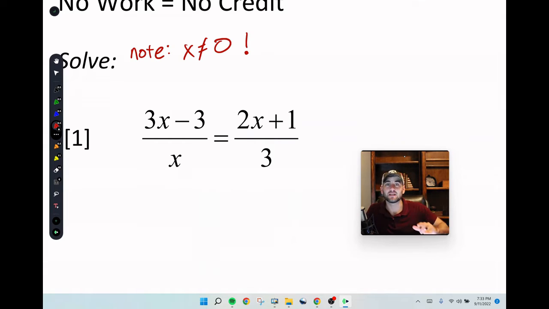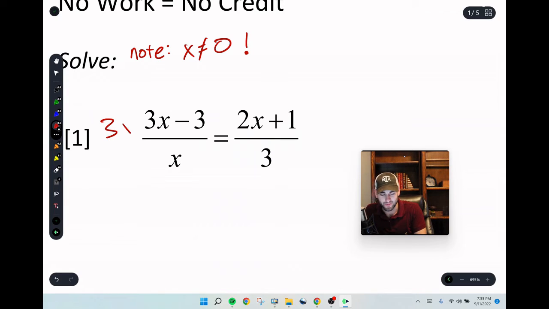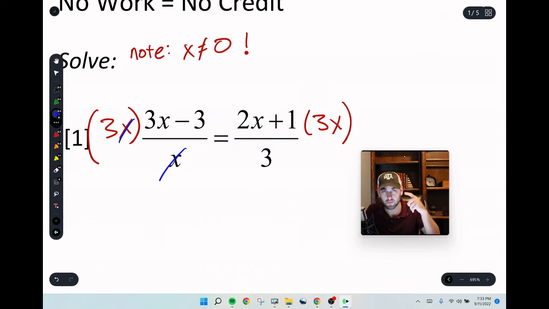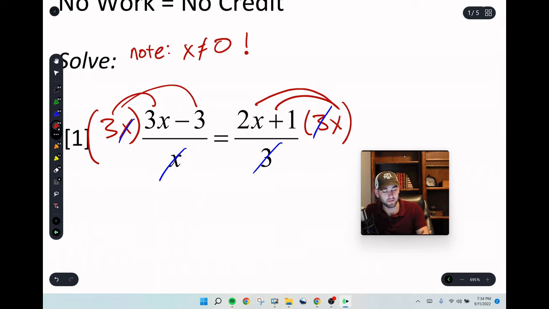So we're looking for a least common denominator, to get rid of the denominators. Nobody likes fractions. Our least common denominator is 3x, so we're going to multiply both sides by 3x and see some cool stuff happen. First thing we see is those x's cancel out, which is awesome, but that's why we have our note that x better not be 0, and the 3's cancel out. So now we've got some distribution of numbers, just an x and a 3, and we end up with 9x minus 9 equals 2x squared plus x.